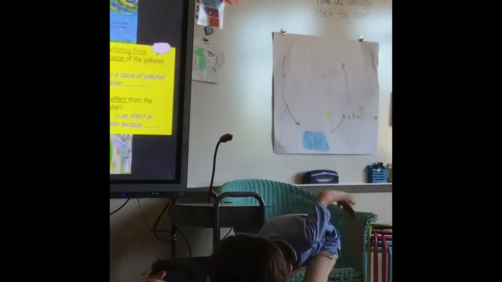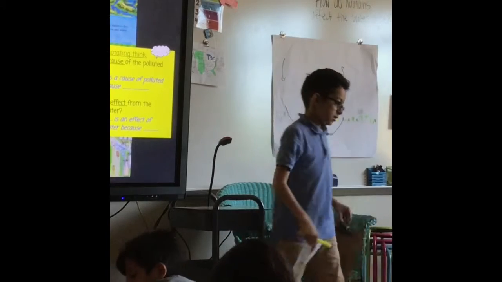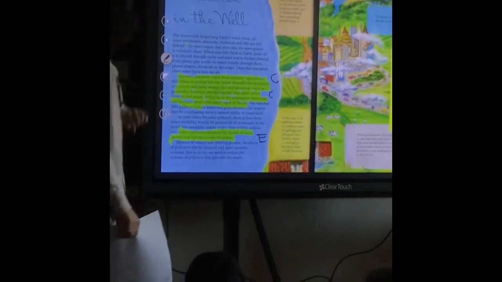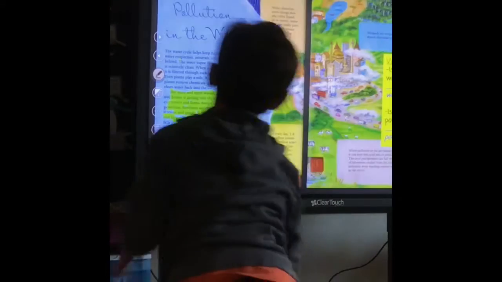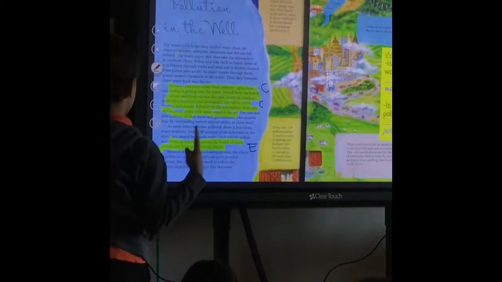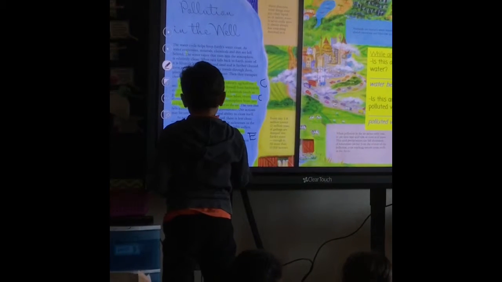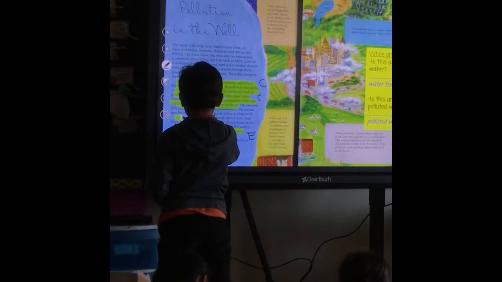Very good. So make sure you mark it. We want to annotate by putting an E for effect. Come on up. So because our water is getting polluted, this is what is happening. These are our effects. Because of the water pollution, this is what is happening. Read it as you're highlighting.